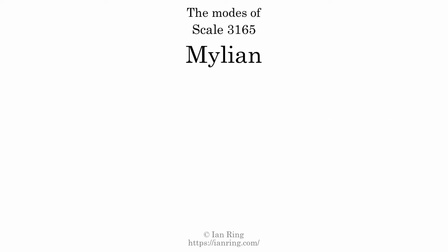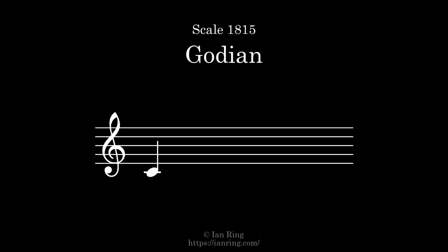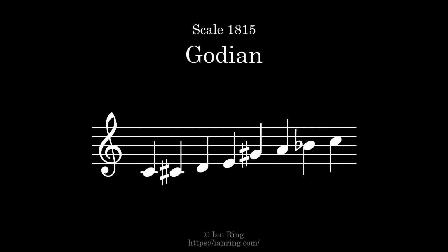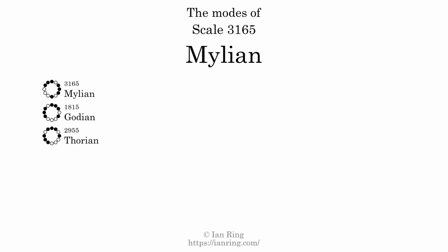This scale has 7 modes. The first mode is itself. The second mode is scale 1815, also known as Gaudian. It sounds like this. The third mode is scale 2955, also known as Thorian. It sounds like this.